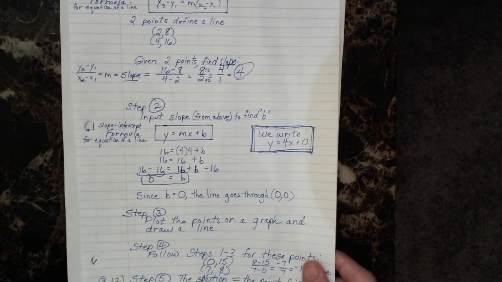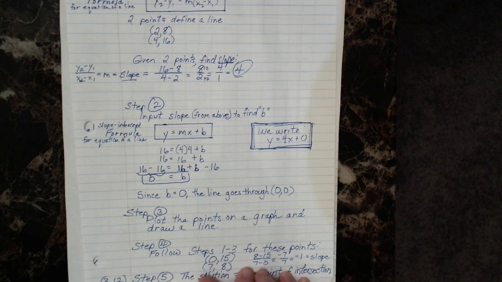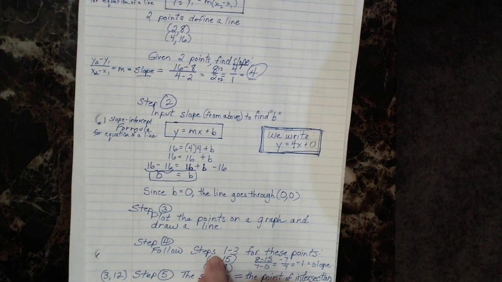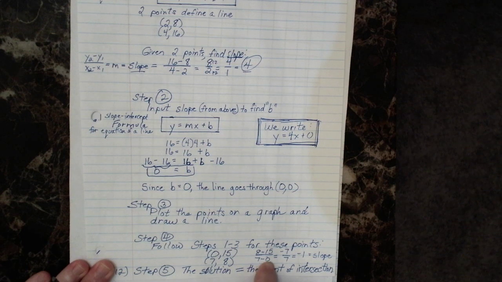Now, the next thing we want to do is to find the slope. So we take y minus y, so 8 minus 15, divided by x minus x, 7 minus 0. 8 minus 15 is negative 7. 7 minus 0 equals 7. Negative 7 divided by 7 is equal to negative 1, and that's the slope.